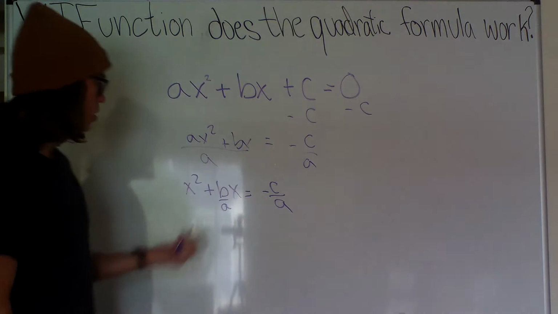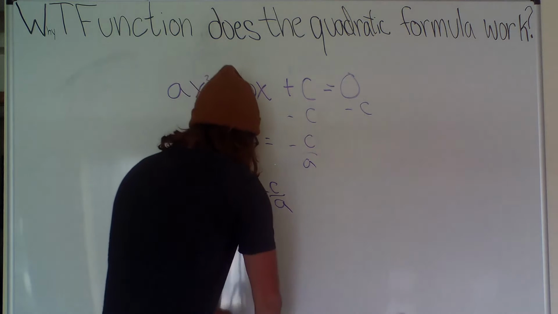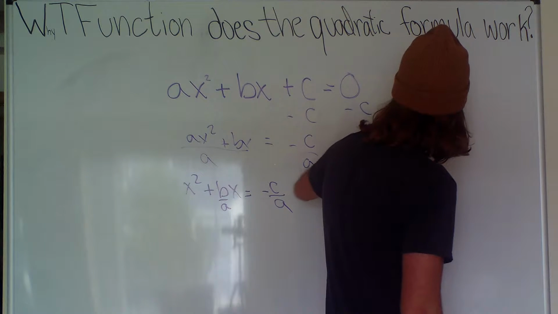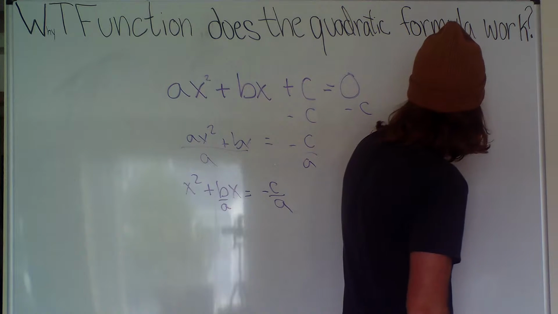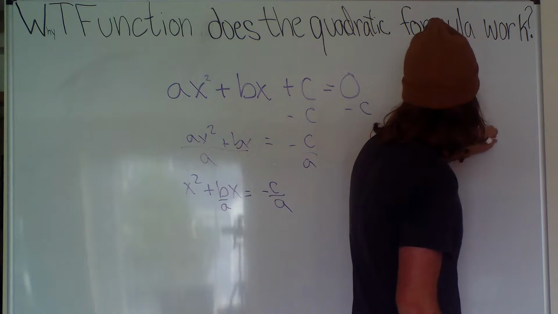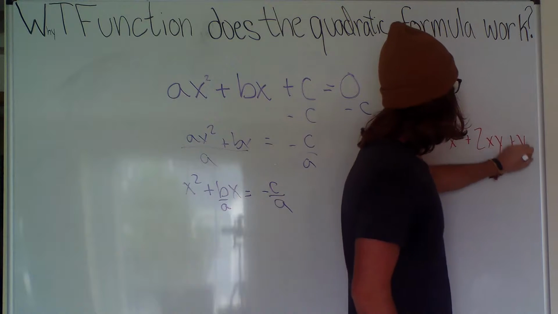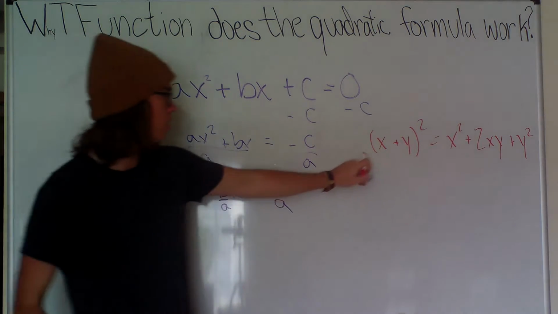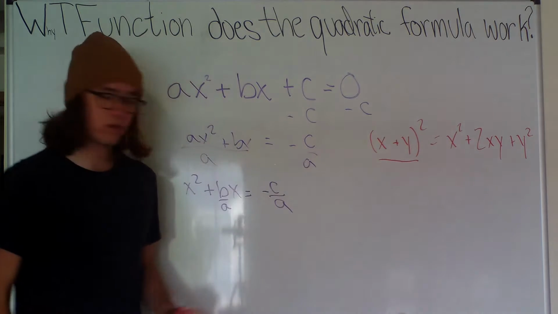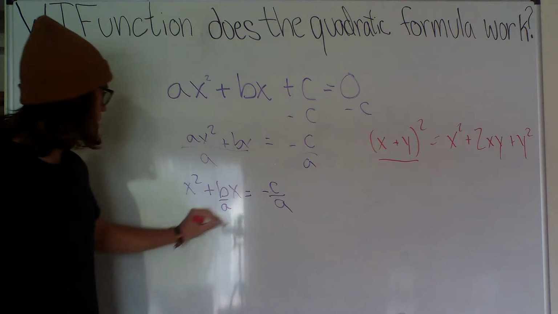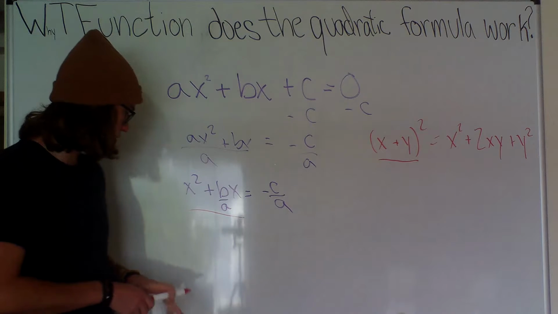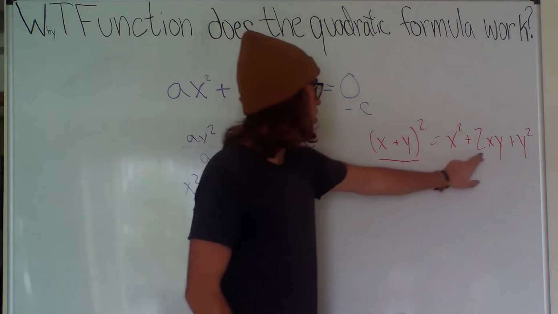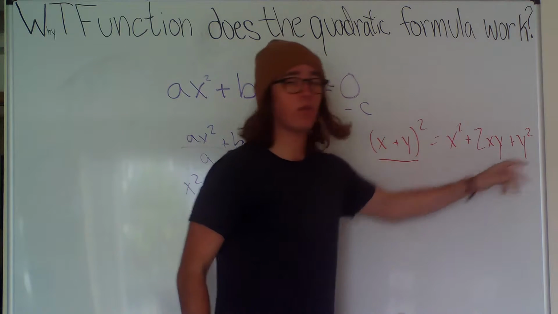We want to be able to factor it, and we know that x plus y squared is equal to x squared plus 2xy plus y squared. So with that, we want to get it in this form because it'll make it easy to square root, but we only have this, so we have to do a thing called completing the square, and we have to add something such that it'll make this 2xy plus y squared true.